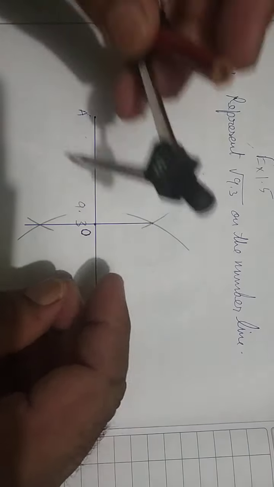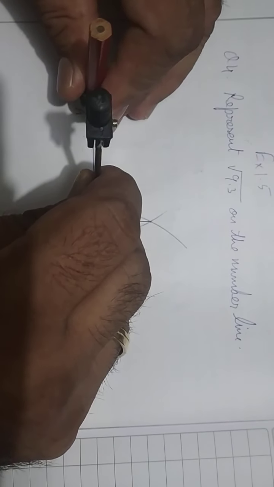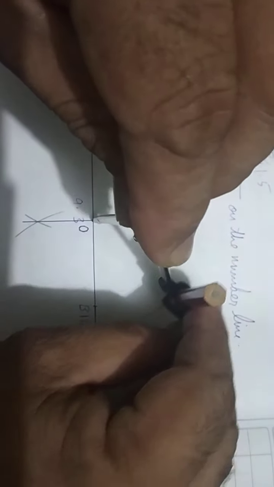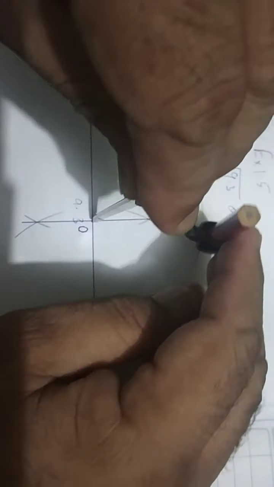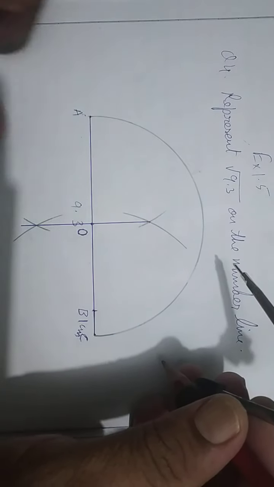Now taking O as center and OA as radius, stretch this compass to point A. You have to now draw a semicircle. This is the semicircle which is drawn taking O as center. O is midpoint of AC and OA or OC as radius.